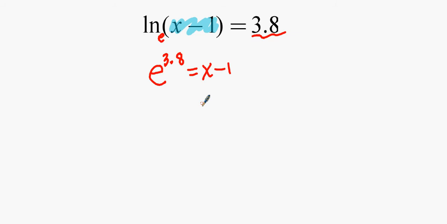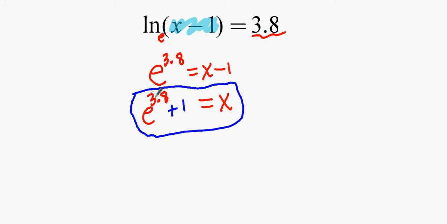So the only thing that's bothering me here is that negative 1. So what I'm going to do is just move it over to the left. So e to the 3.8, and now instead of negative 1, when I move this to the other side, it's going to be positive 1. So x equals e to the 3.8 plus 1.